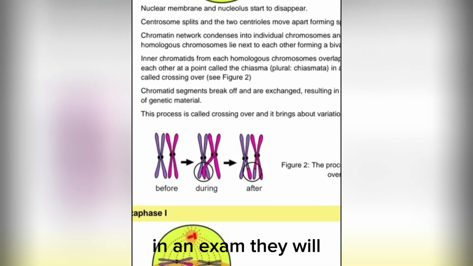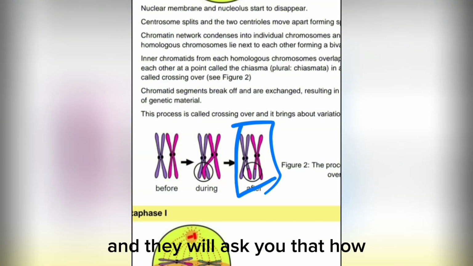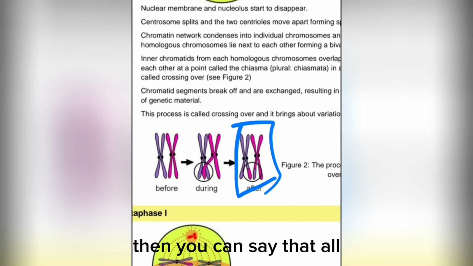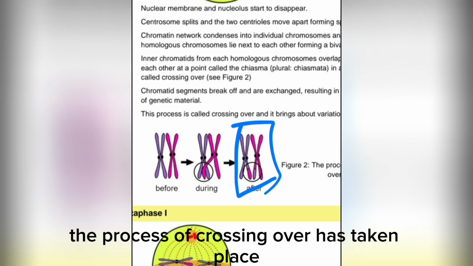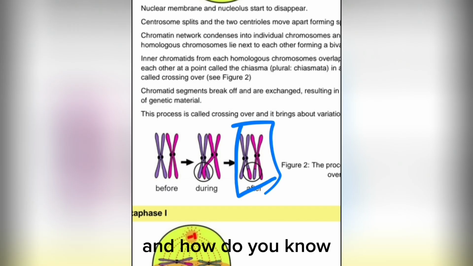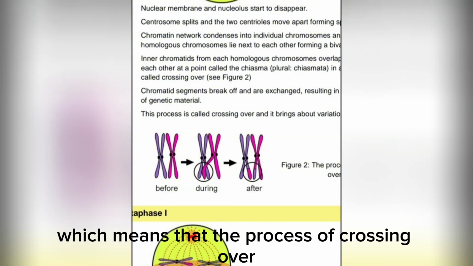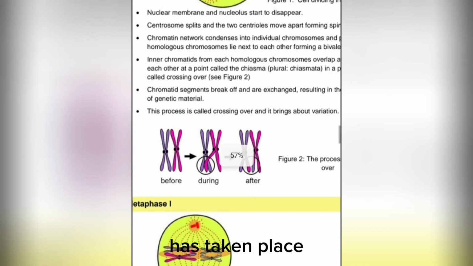So in an exam, they will provide you with a structure like this, and they will ask what process has taken place. Then you can say that the process of crossing over has taken place. And how do you know? You can know that these two colors have interchanged, which means that the process of crossing over has taken place.